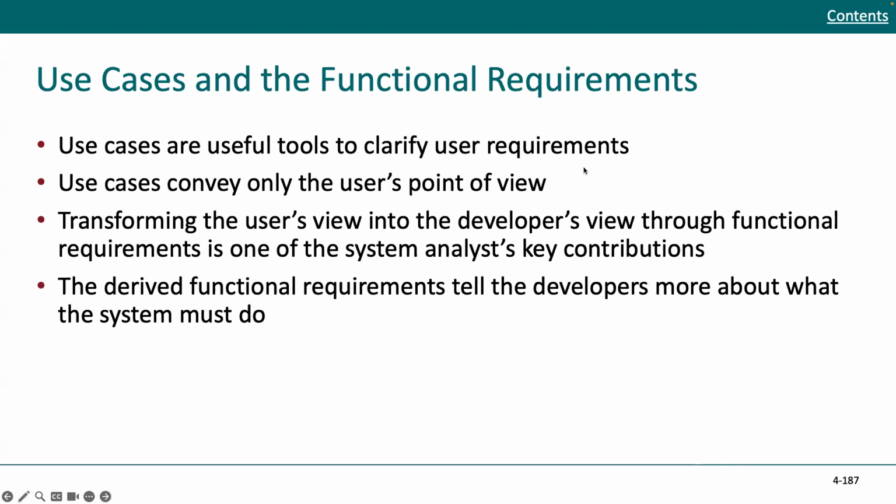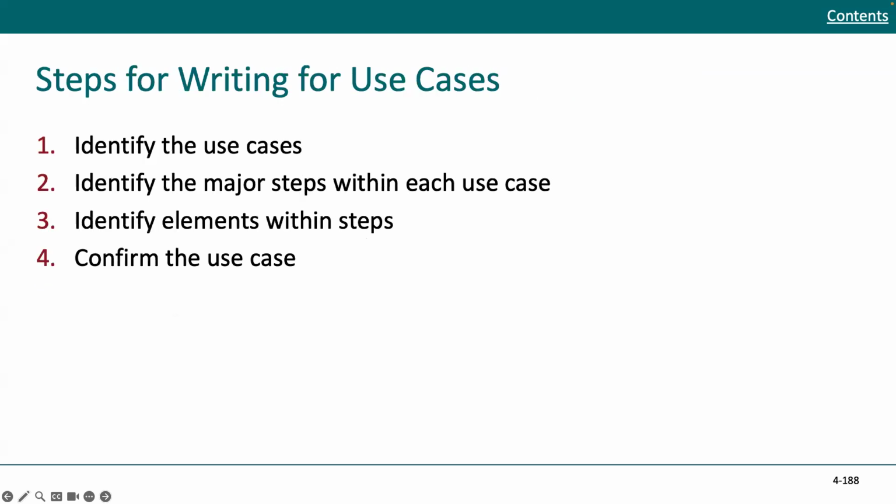And so this can be something you can be working with a stakeholder. They can convey only the user's point of view. Transforming the user view into the developer's view through functional requirements was one of the system analyst's or the system engineer's key contributions. The derived functional requirements tell the developers more about what the system must do.